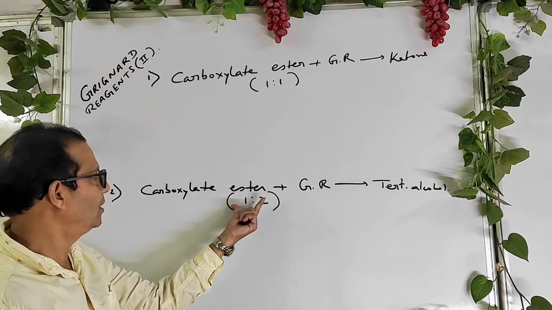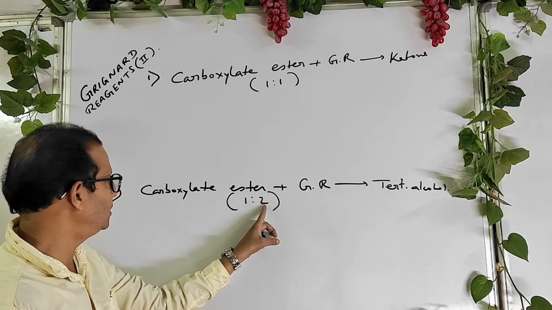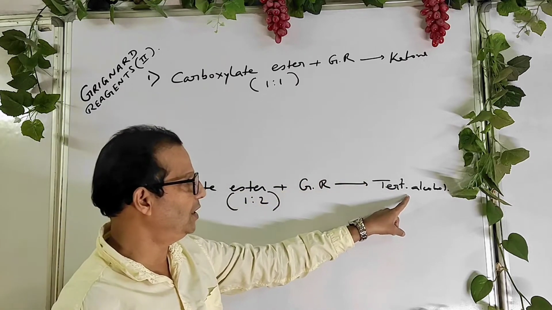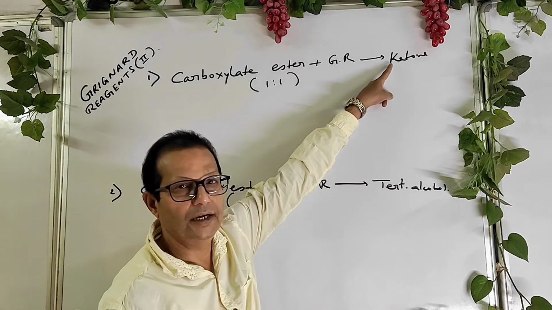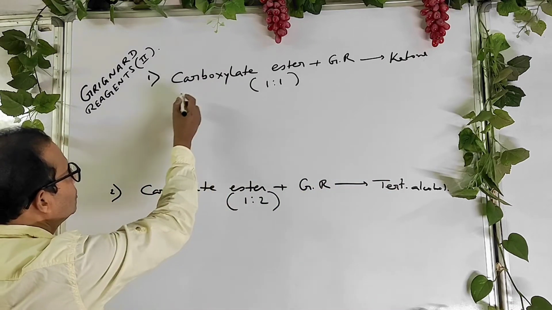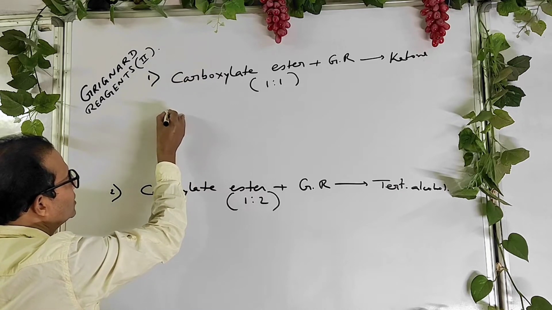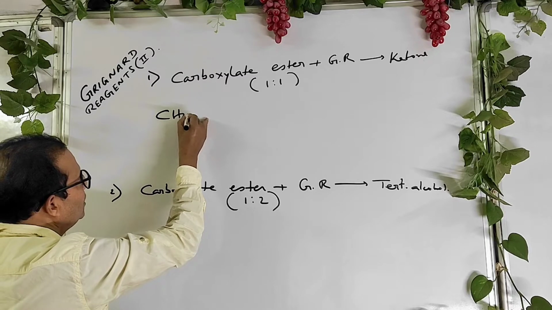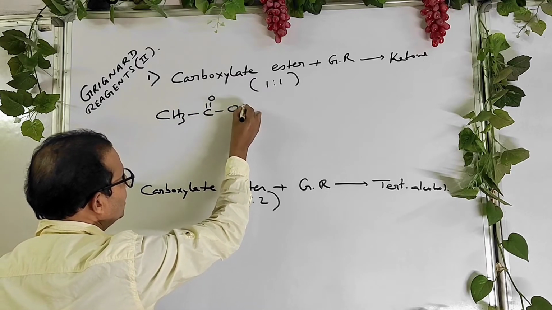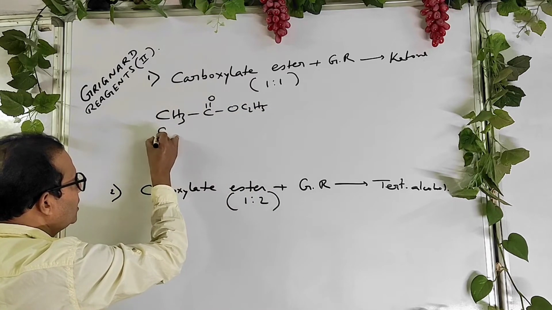If you take 1:2 ratio, that is 2 parts of Grignard reagent and 1 part of carboxylic ester, you get tertiary alcohol, because we know that ketone when it reacts with Grignard reagent gives tertiary alcohol. So listen, you can take any carboxylic acid other than formic acid. CH3COOH, if you replace H by ethyl group, it is ethyl acetate.